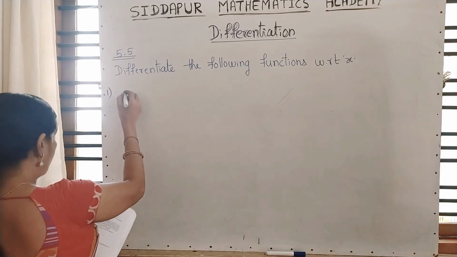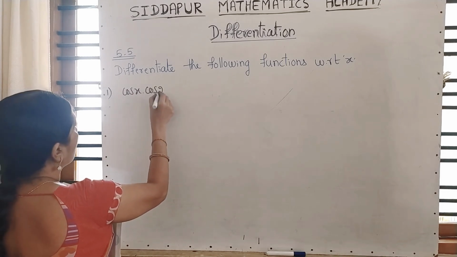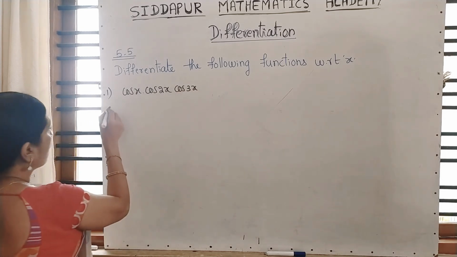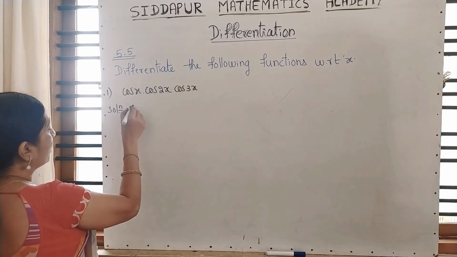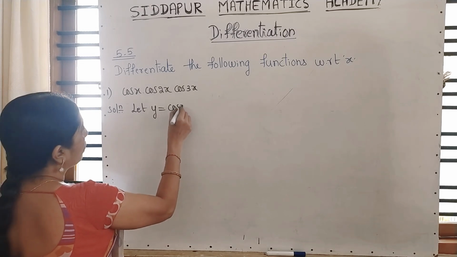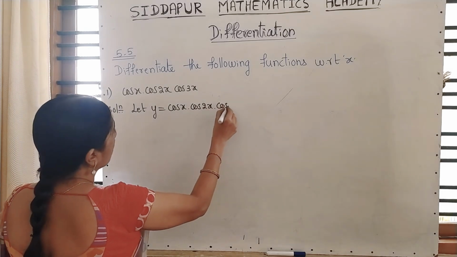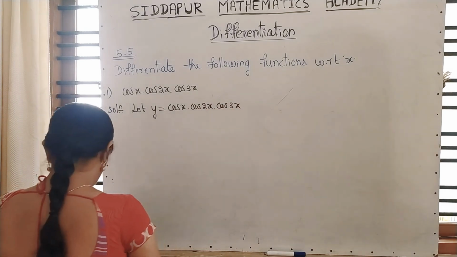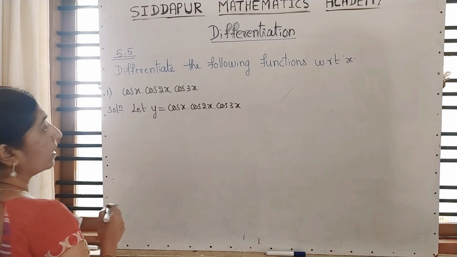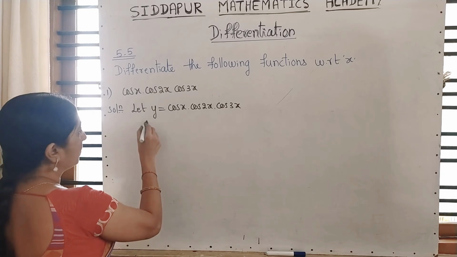First problem. Cos x into cos 2x into cos 3x. So let us start with the problem like this. Let y is equal to cos x into cos 2x into cos 3x. Here no need to differentiate taking log. Directly you can differentiate. But if you take a log, the problem will be simple.